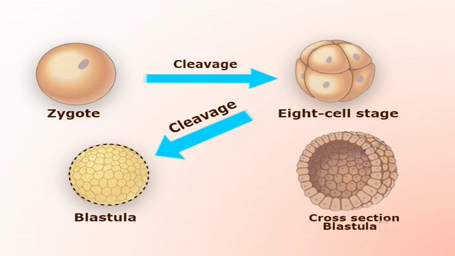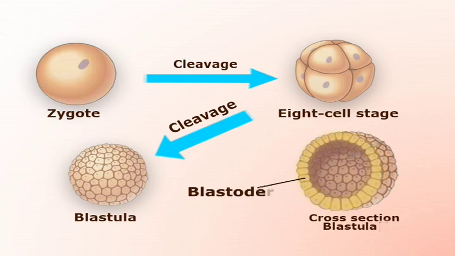Once cleavage has produced around 100 cells, the blastula is made up of a hollow spherical layer of cells referred to as the blastoderm, which surrounds a fluid-filled space called the blastocoel.